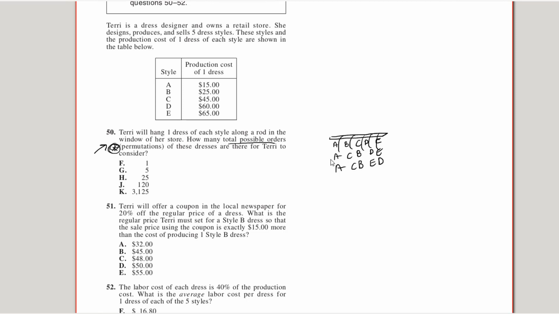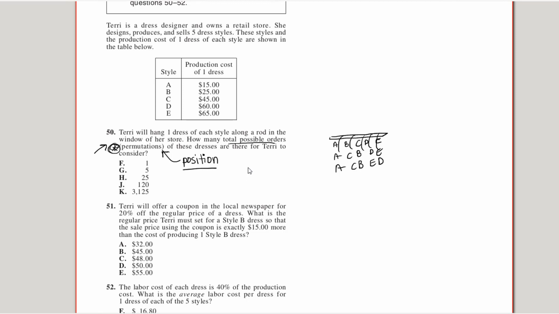And that's our question. How many different ways can she order these dresses on the rod? Permutation. Remember, in permutation, position matters. We're talking about specific order, and they tell us that. If they had not told us that, we would have to determine, is this a permutation question or a combination? And because order is mattering, it's permutation.